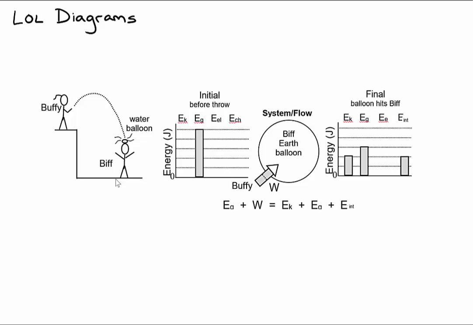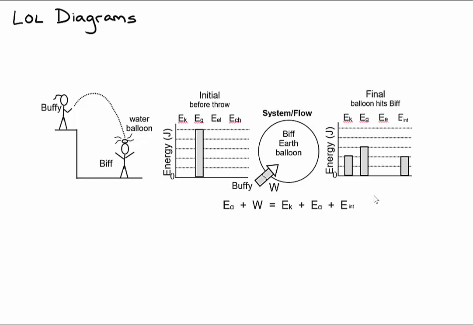Now Buffy is an external agent. He or she is not in the system, and let's say she, for the sake of argument, applies a force through some distance to the balloon which sends it in motion. Because it's applying a force that causes a displacement, this is called working, so it's adding energy to the system. And you can see that here. The energy has been added to the system by working.